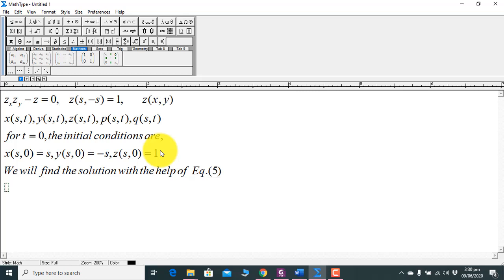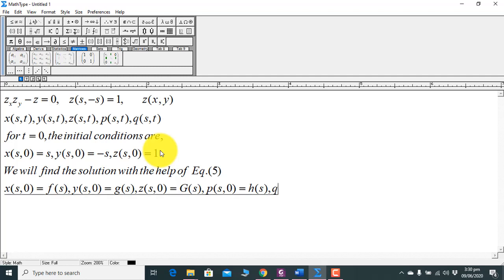So I am now doing a part where I will calculate the conditions for P of s comma 0 and Q of s comma 0. For that, just try to name x of s comma 0 generally as f of s, y of s comma 0 as g of s, z of s comma 0 as capital G of s, p of s comma 0 as h of s, and q of s comma 0 as k of s. So these are the 5 conditions generally.